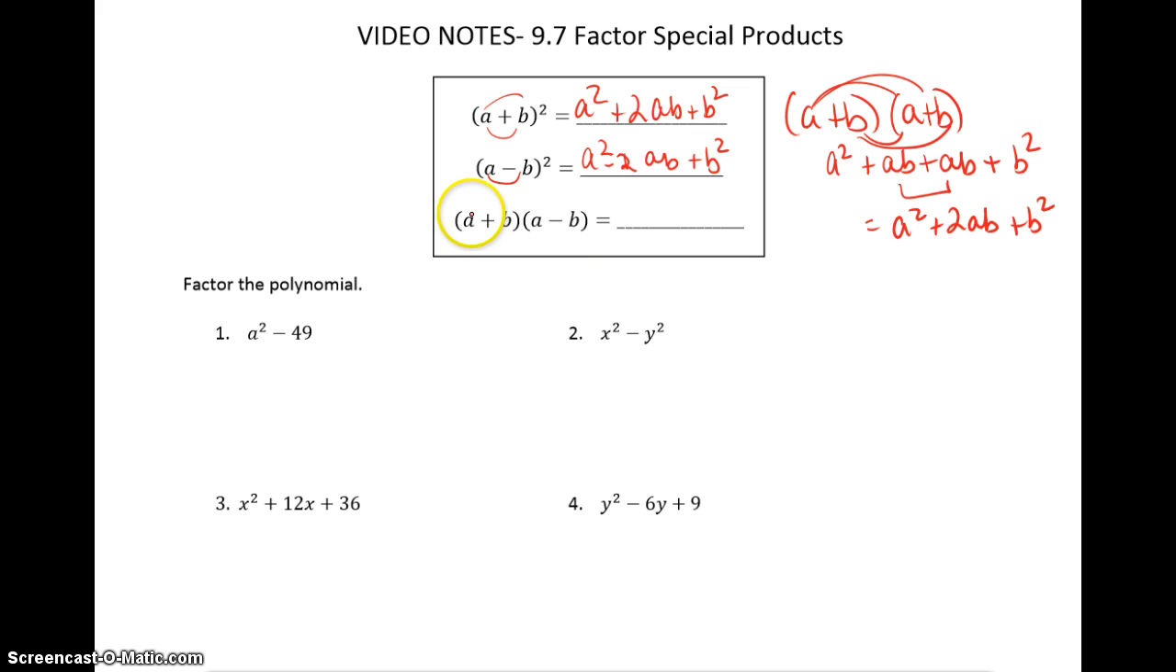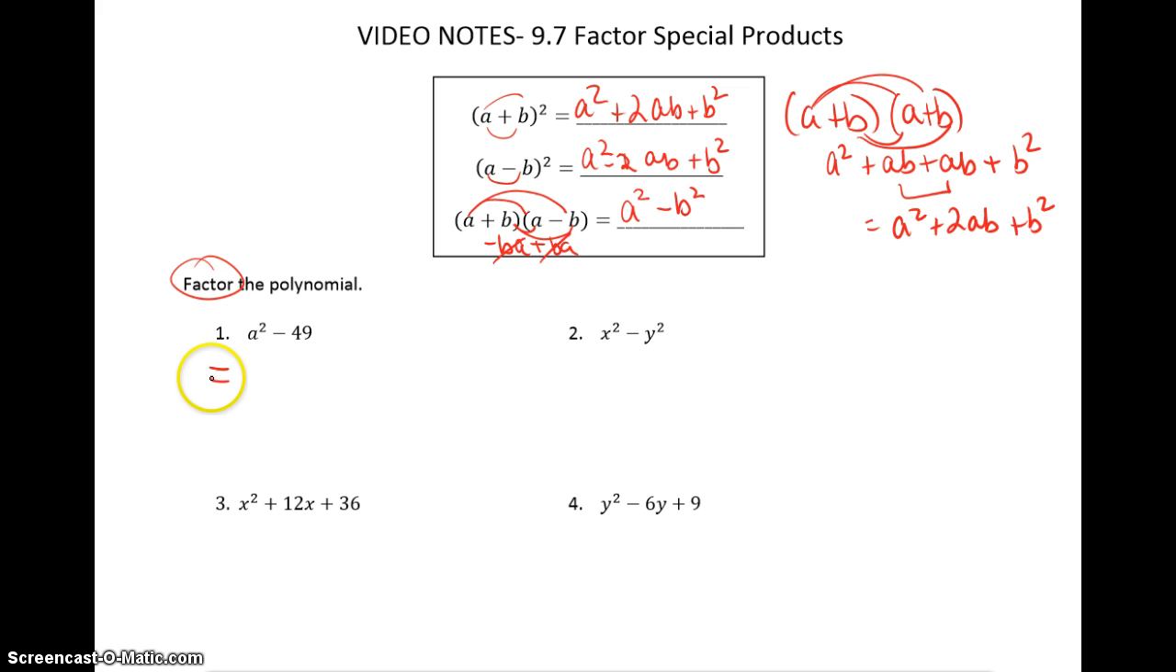And then the second shortcut we learned, if you multiply a times a, we get a squared. A times negative b is the same thing as b times a, except one's negative and one's positive, and so they cancel. And then b times negative b is negative b squared. And so what we're going to do now is we'll actually factor those answers.